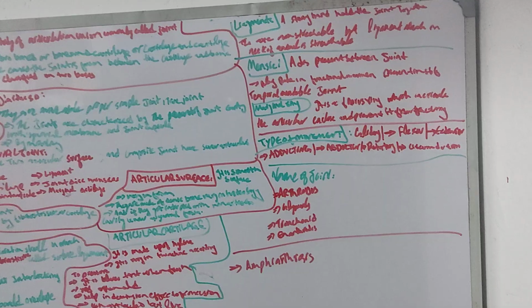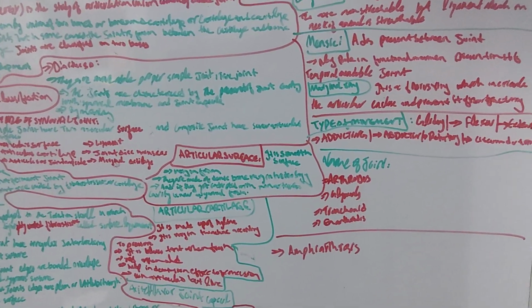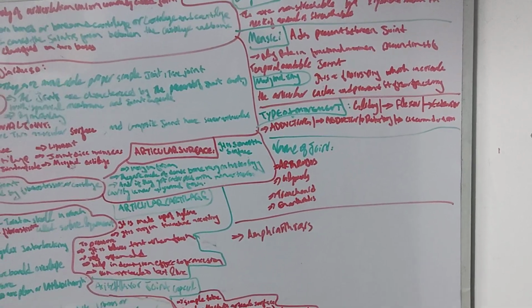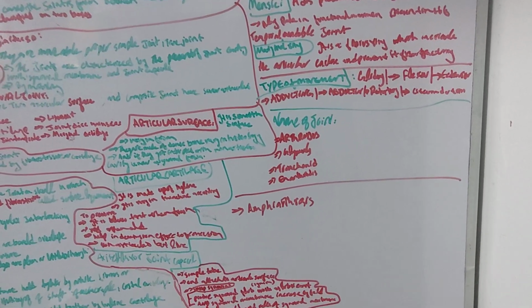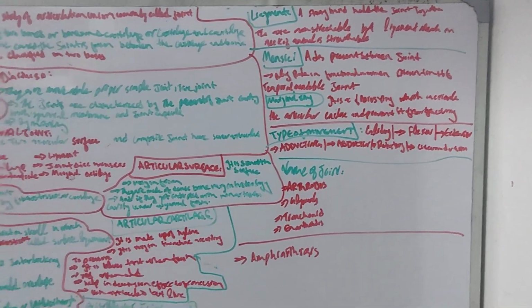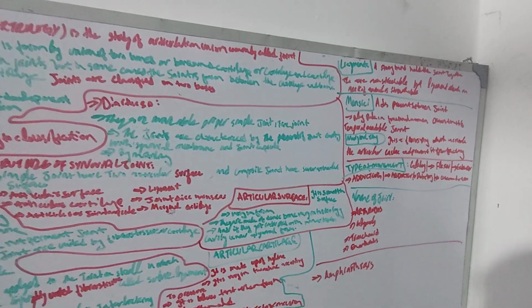Meniscus is a disc between the joints which helps in the proper movement of the joint. It is present in the temporal joint and also in the stifle joint, and it helps in the proper movement of the joint.